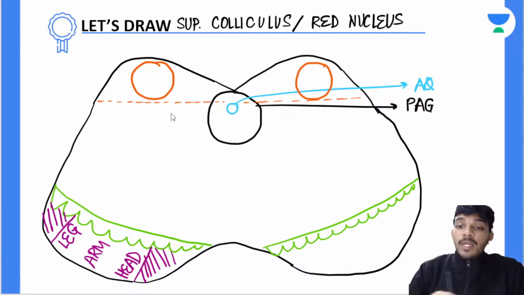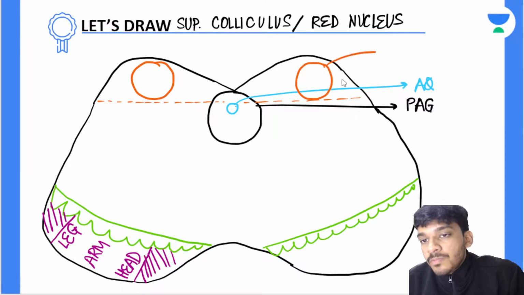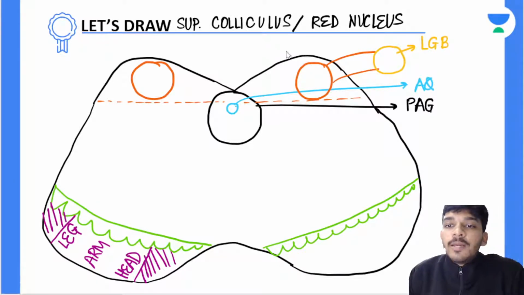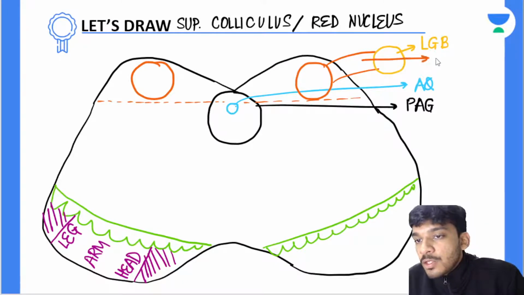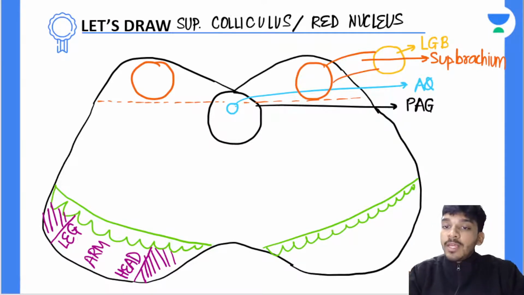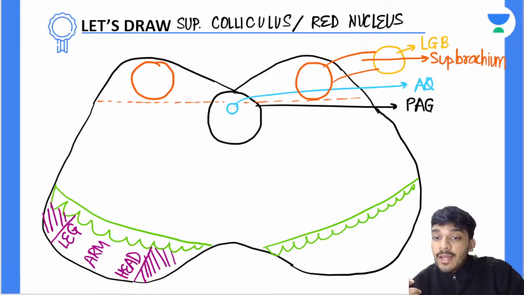Now remember the superior colliculus, it is connected to the lateral geniculate body. So you can even show that. Lateral geniculate body responsible for vision, and this connection is called the superior brachium. Okay, so I had not shown the inferior brachium very properly when we were drawing the section at the level of the inferior colliculus, but in this section I am showing you superior colliculus, superior brachium and the lateral geniculate body. Alright.